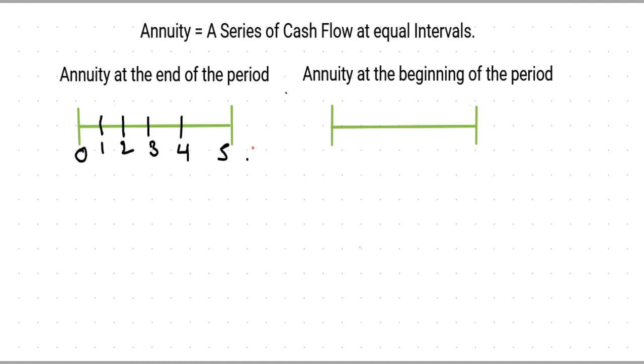in an end of the period annuity, the annuity occurs at the end of a period. And to calculate the present value, we discount each annuity, each cash flow, to its present value at time zero.